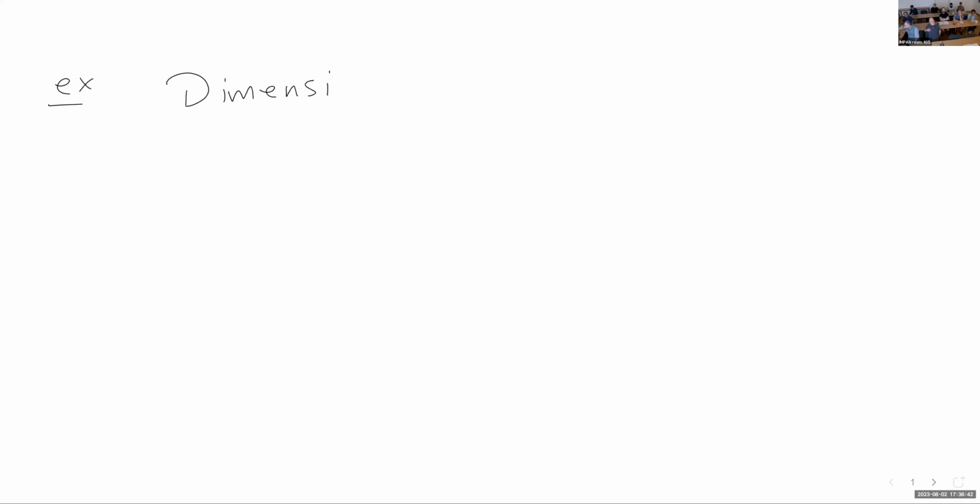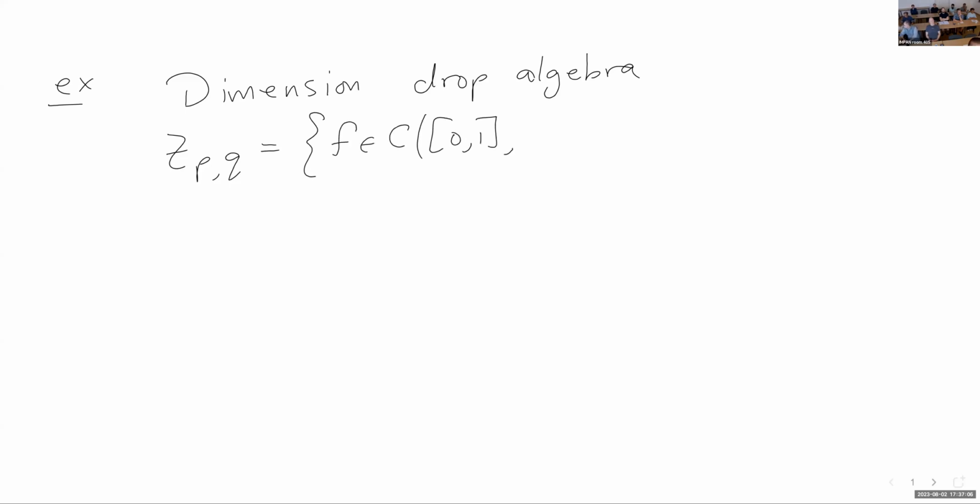Okay. I will just mention, without actually doing the calculation, but it's a very good exercise, I think. If you're a student trying to learn how to compute with K theory, it's a good exercise to fill in the details here. So the dimension drop algebra, let me remind you, is this C-star algebra. It's continuous functions from the interval into M_P tensor M_Q, such that at 0, it's in this block of P by P matrices, and at 1, it's in this block of Q by Q matrices.